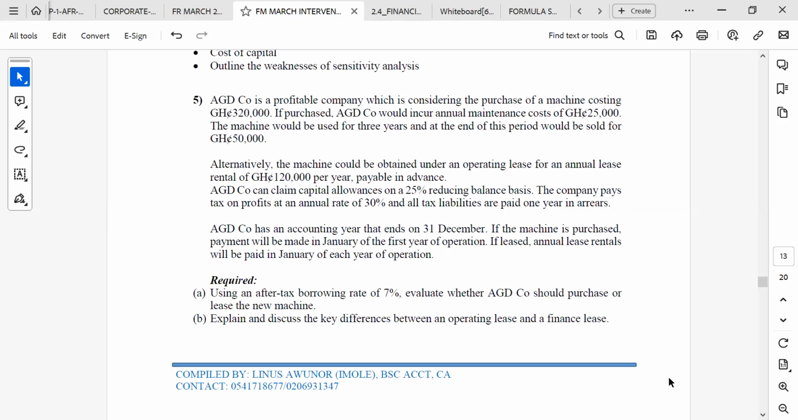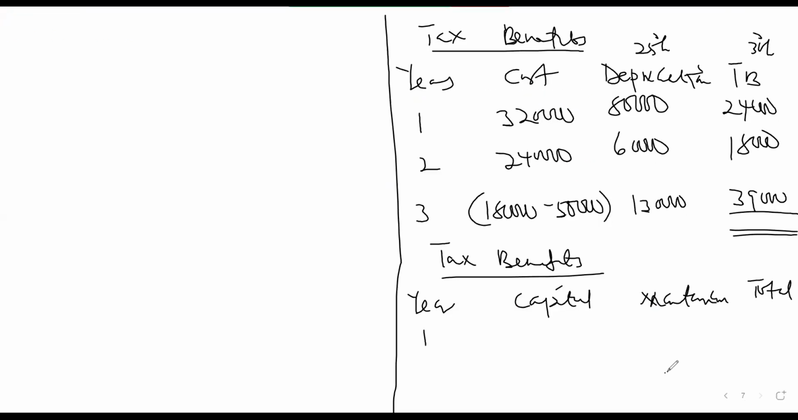So what will be the total tax benefits? We have capital allowance for the first year of 24,000, and maintenance of 7,500. Year two will be 18,000 plus 7,500. Year three will be 39,000 plus 7,500. The 24,000 and these ones relate only to the assets, the capital allowance that you are enjoying on the assets. But the maintenance cost will also be tax deductible, so what is the tax benefit that you are getting on that also?